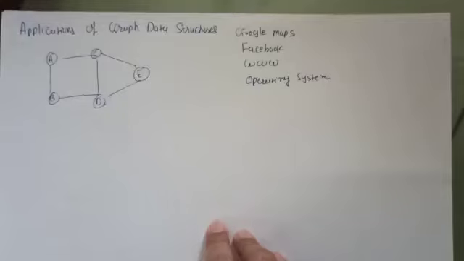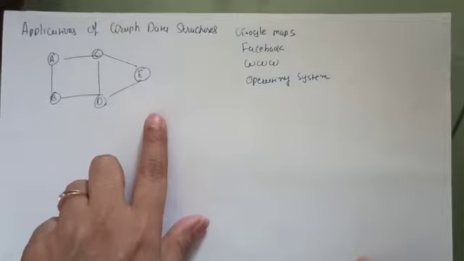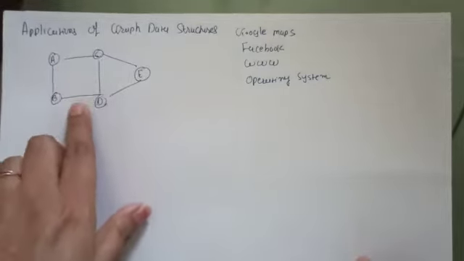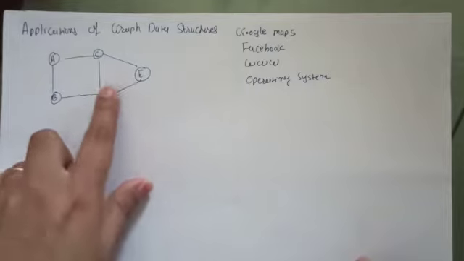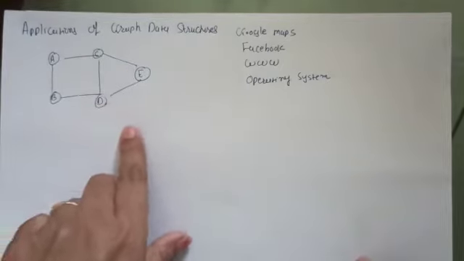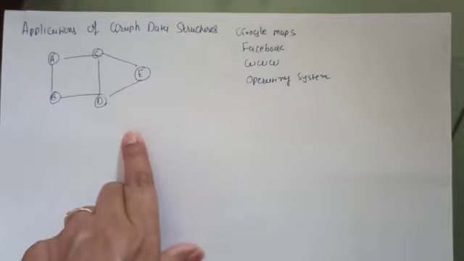In this video, we will discuss the applications of graph data structure. So, a graph is a non-linear data structure which consists of vertices. Here A, B, C, D, E are nothing but vertices, and these vertices are connected by edges, where edges may be directed or undirected. This is an example of undirected edges.